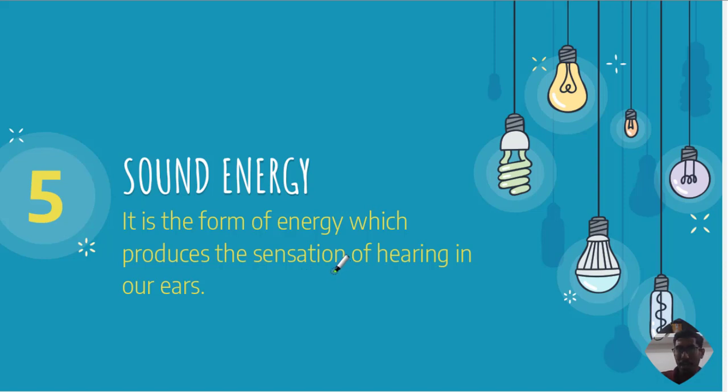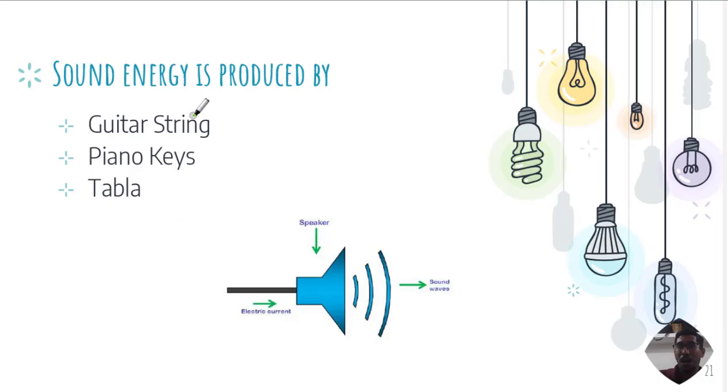Now, before I continue, I want you to remember that you will be writing the various forms of energy in your notebook and writing the definitions for them. Now, let us look at sound energy. How is sound energy produced? Boys and girls, when a guitar string vibrates, it makes the air molecules around it vibrate too. And this compression and rarefaction causes sound to be produced in our ears.